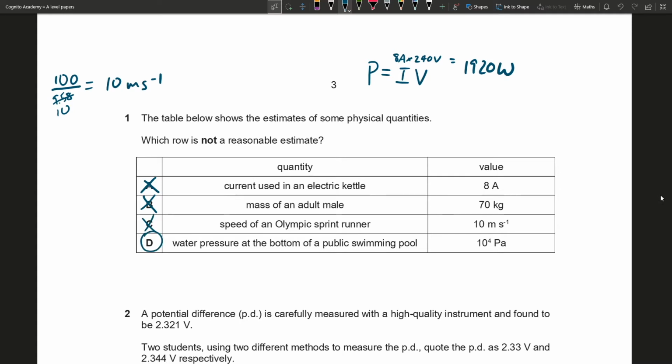D is unreasonable. Well, the water pressure at the bottom of a public swimming pool is given by first the atmospheric pressure, and then in addition the water pressure from the water itself. The atmospheric pressure is already 10 to the power of 5 pascals, which is one order of magnitude more than 10 to the power of 4, which is why it's pretty unreasonable. It will be more than 10 to the power of 5 because we haven't even added our water pressure yet. So our answer is D. The water pressure being 10 to the power of 4 pascals is not a reasonable estimate.